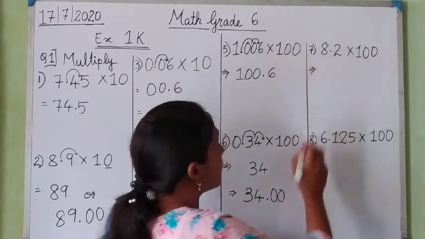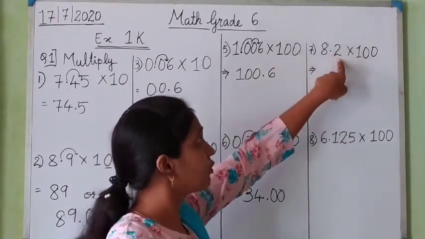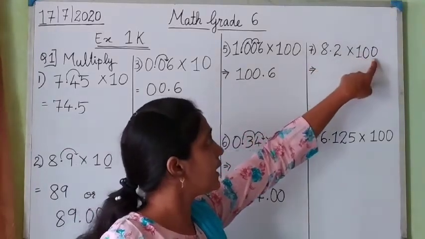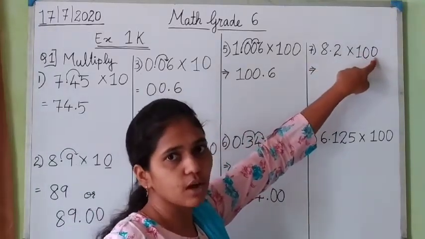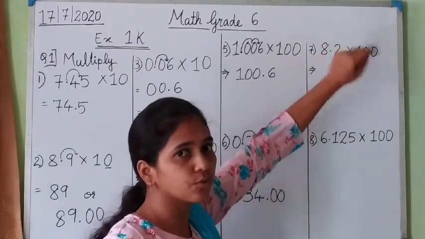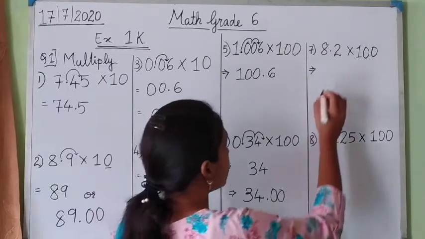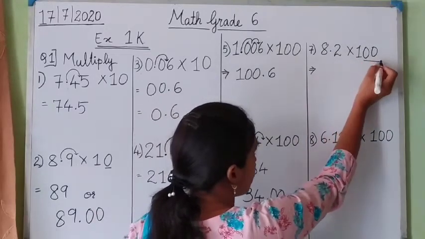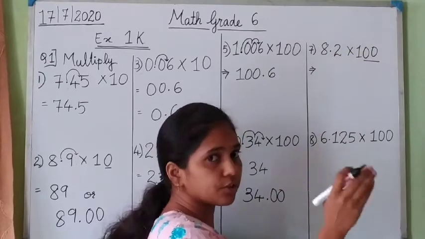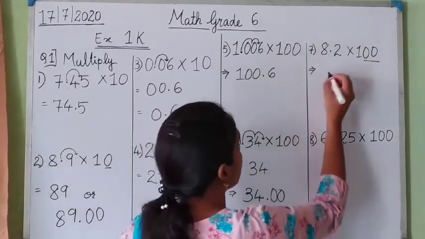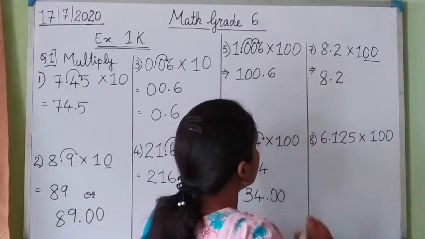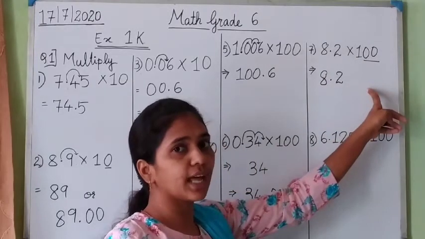Here you can see that after the point there is only one digit, which is 2. But in 100 there are two zeros. So how do we take the point two places towards the right? Here there are two zeros, so we need to move this decimal point two digits towards the right. Okay, so if it is 8.2, if there is no number after 2, that means what?